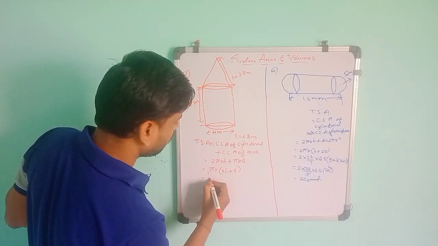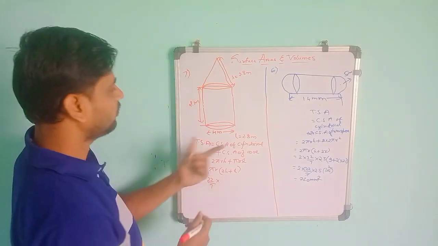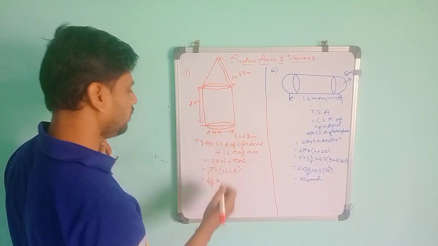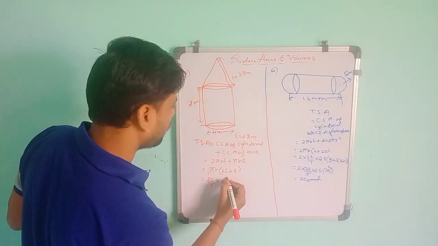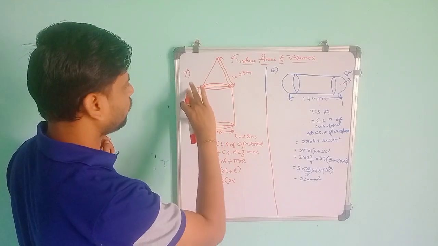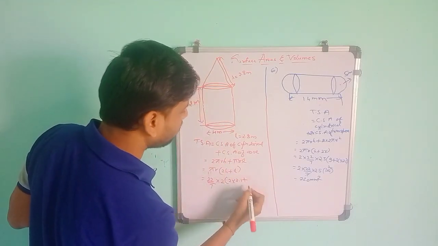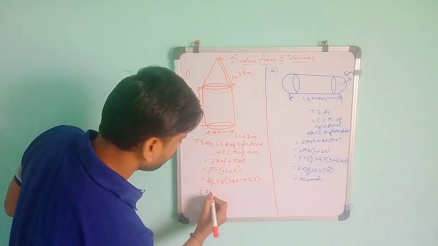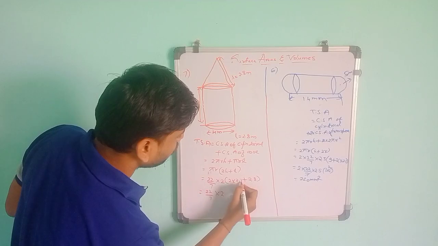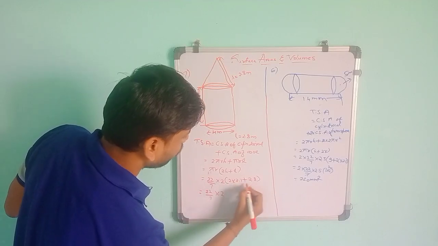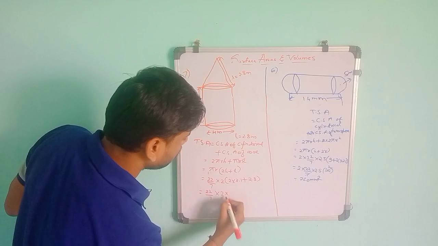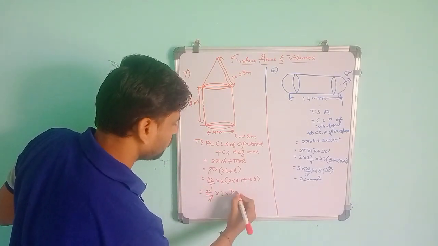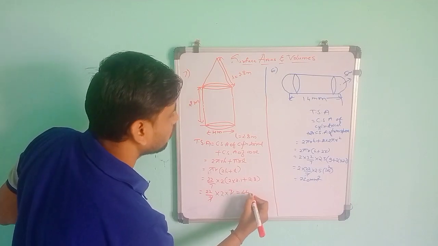So 22 by 7 into r. This is 4 meter, that is the diameter of the cylindrical part. So half of that will be 2. R will be 2, then 2 into h is this one, 2.1, plus L is nothing but the slant height, that is 2.8. So this will give you 22 by 7 into 2 into 2.1, so it will give 4.2. 4.2 plus 2.8 gives you 7. So 7 gets cancelled. So the remaining is 44 meter square.